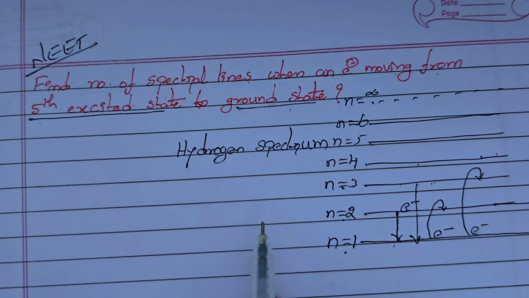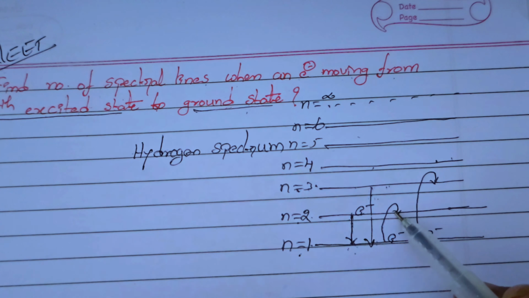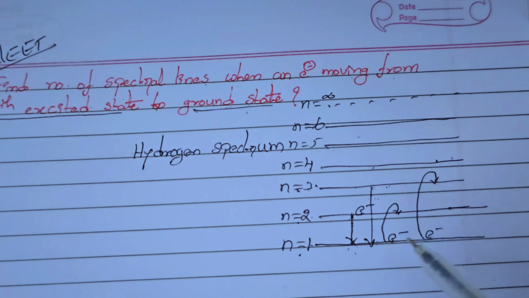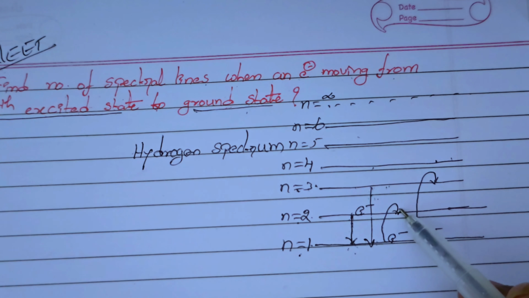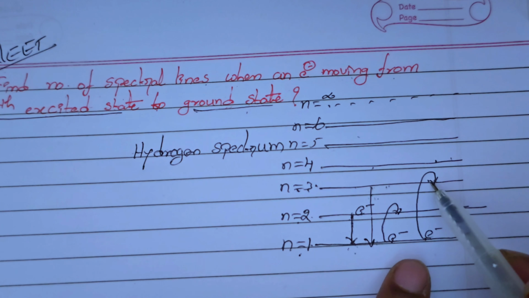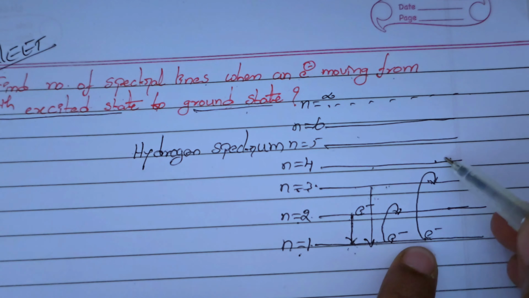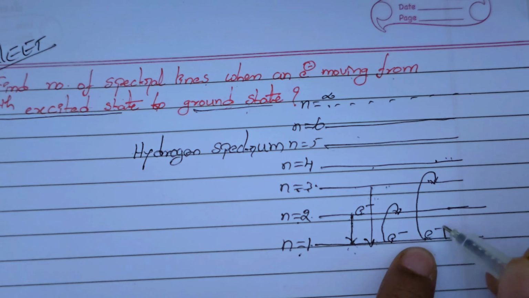In this question, what is the meaning of the fifth excited state? Suppose the electron is present here and it is moving from the ground state to the next orbit. That means n is equal to 2. That is excitation, the first excitation. The electron moving from the ground state to the third orbit is the second excited state, so n is equal to 3 means the second excited state. The electron moving from the ground state to the fourth orbit is the third excited state.